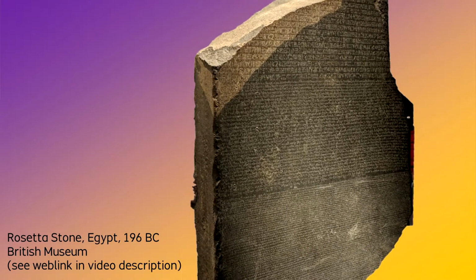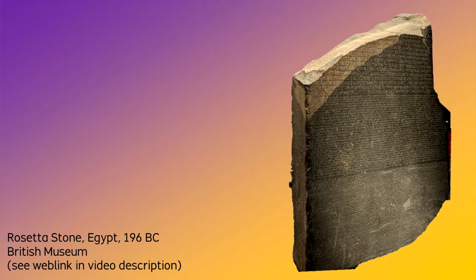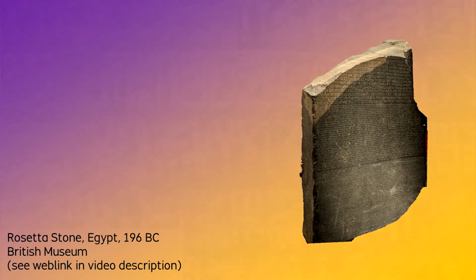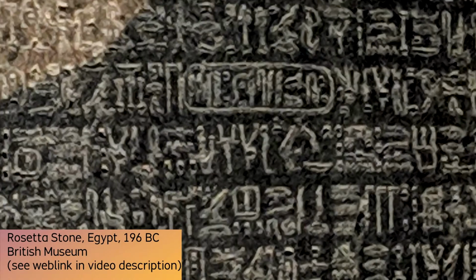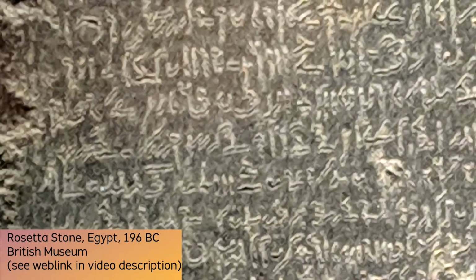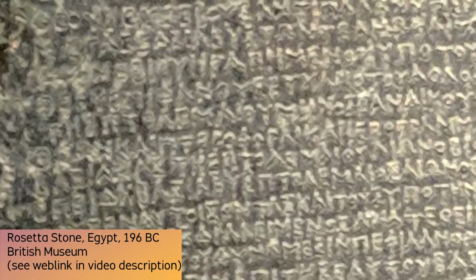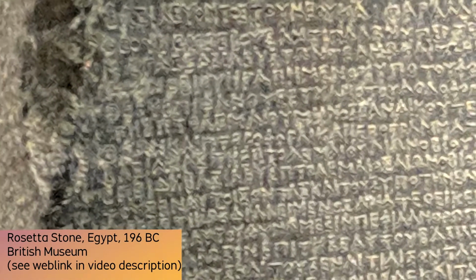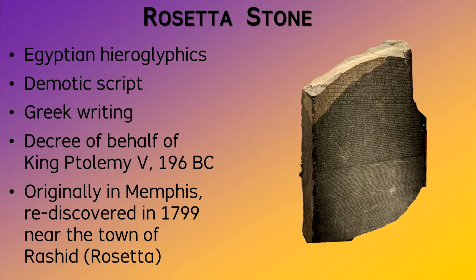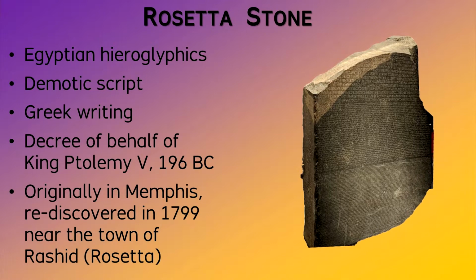Perhaps the most famous example of such a translation has been the Rosetta Stone, in fact involving 3 writing systems. Carved into the Rosetta Stone, the top portion shows Egyptian hieroglyphics. The middle section shows Demotic script, and the lower section shows Greek writing. The writing on the Rosetta Stone commemorated a decree on behalf of King Ptolemy V, dated 196 BC.